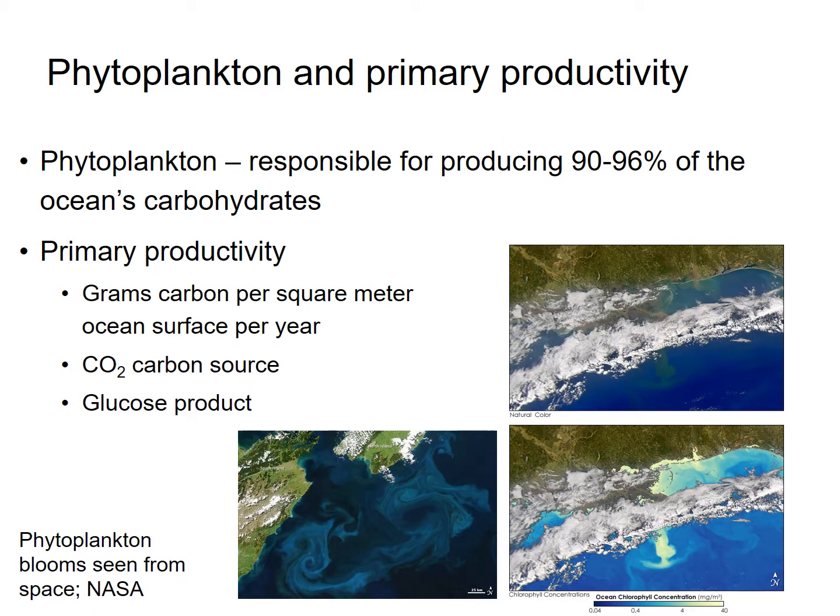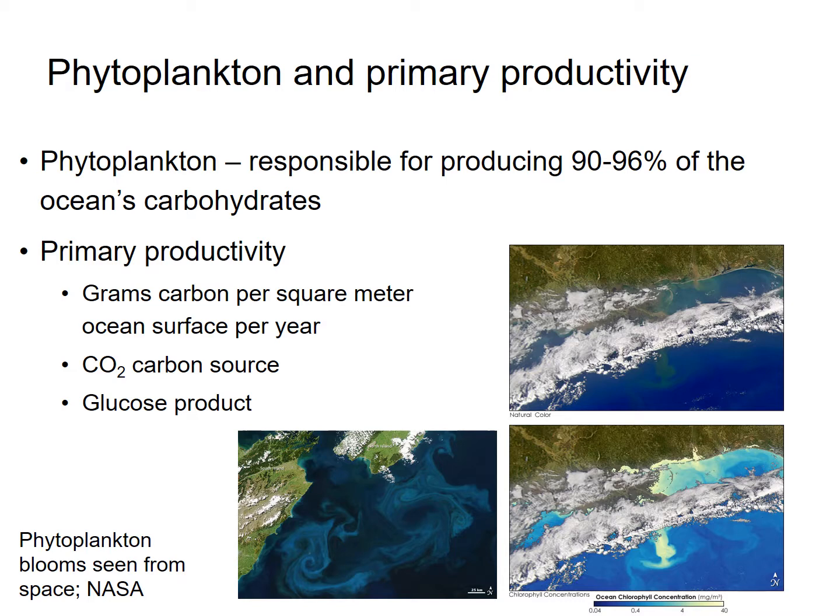Phytoplankton produce about 90 to 96% of the ocean's carbohydrates. When we talk about primary productivity, what that means is grams of carbon per square meter per year. CO2 is the carbon source, and glucose or carbohydrates is the product.